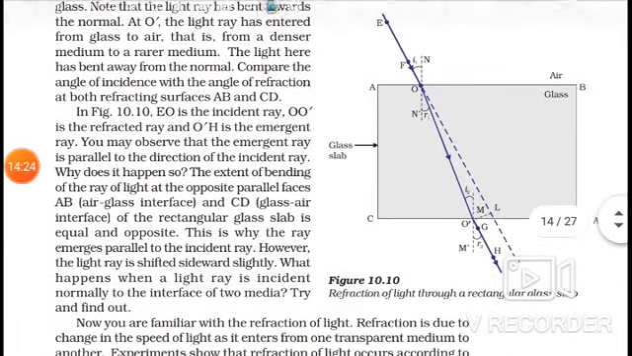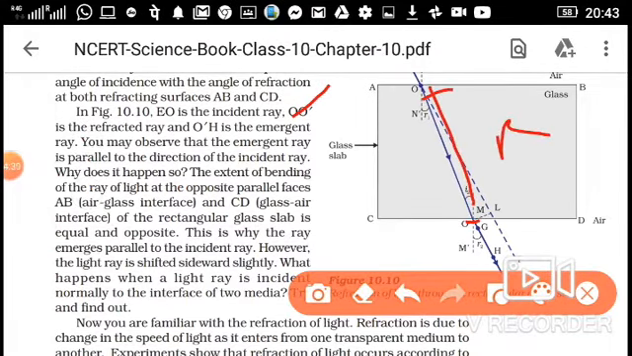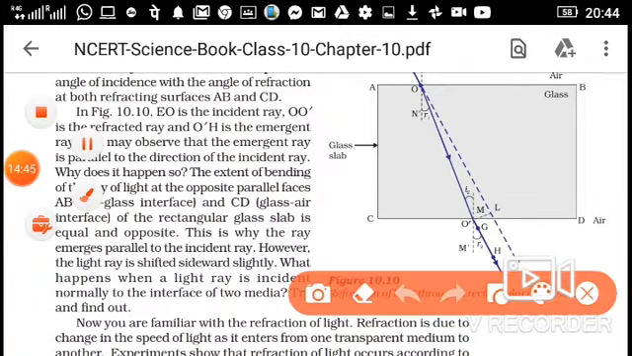Now EO is the incident ray, O dash is the refracted ray, and O dash H is the emergent ray. So you may observe that the emergent ray is parallel to the direction of the incident ray.